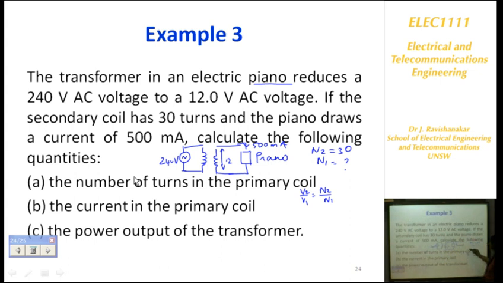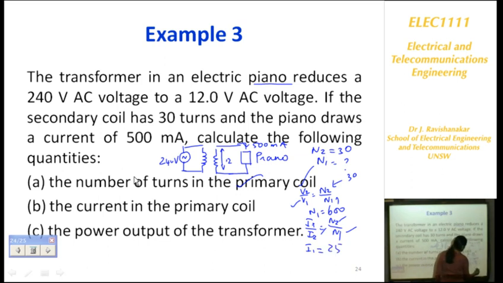So what is V2? V2 is 12 volts and V1 is 240, N2 is 30. So therefore the only unknown is N1. So by using this equation, we can get N1 to be 600. Now the current in the primary coil, we know the current in the secondary and we know the turns. Therefore we can write, we know that I1 over I2 equals N2 over N1. So N1 is known, N2 is known, I2 is known, therefore we can find out what is I1. So I1 here works out to 25 milliampere.